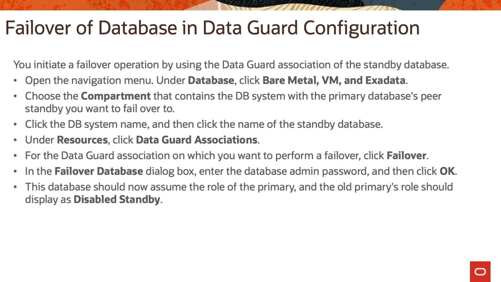In order to do a failover operation within a Data Guard configuration, again we are under the Data Guard association tab under resources, and you will select the operation as failover, and the failover dialog box will come. You need to provide the admin password and click OK. So the standby database should now assume the role of primary, and the old primary should display as disabled standby, because the state is not known, and that is a candidate for re-instantiation.